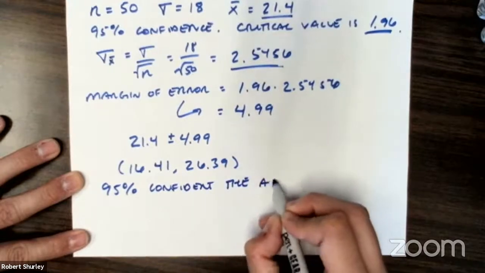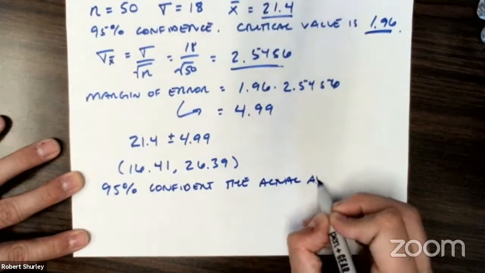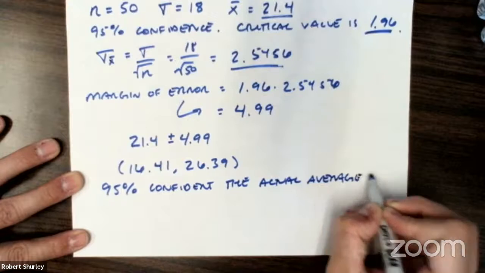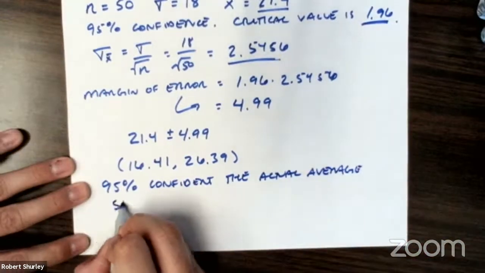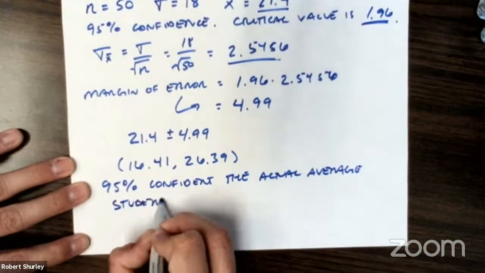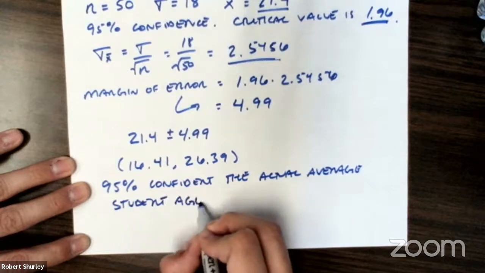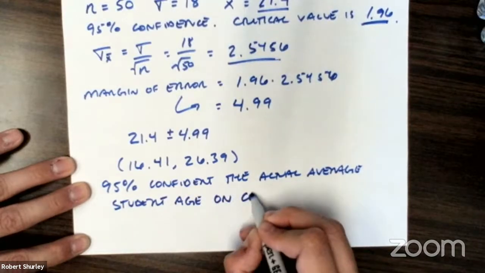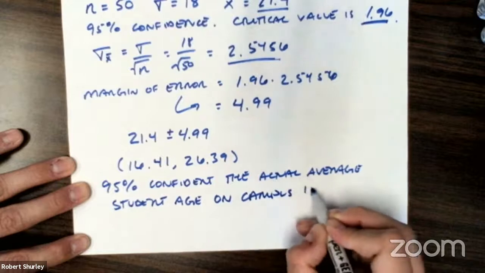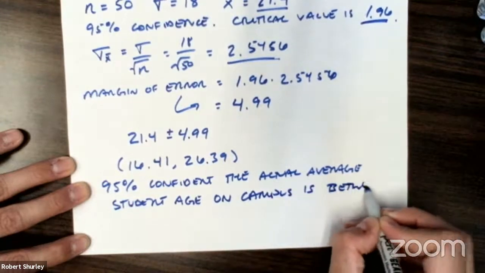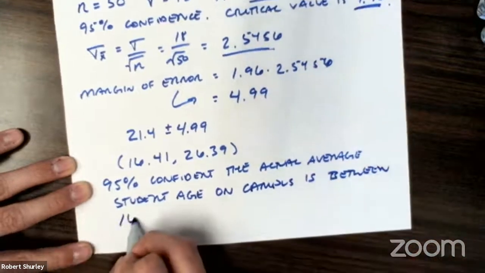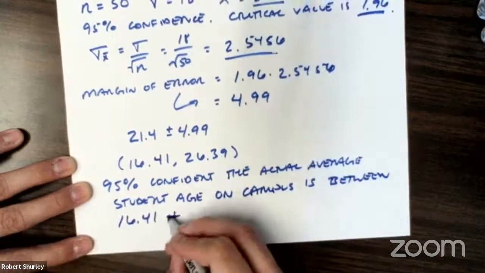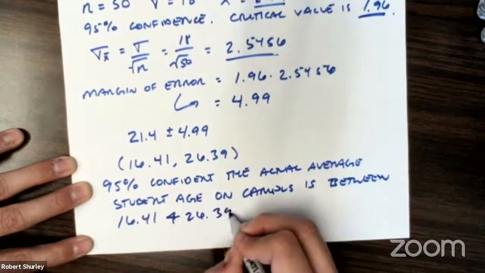So now if I ask you to interpret this, you'd say that you're 95% confident the actual average student age on campus is between 16.41 and 26.39 years.